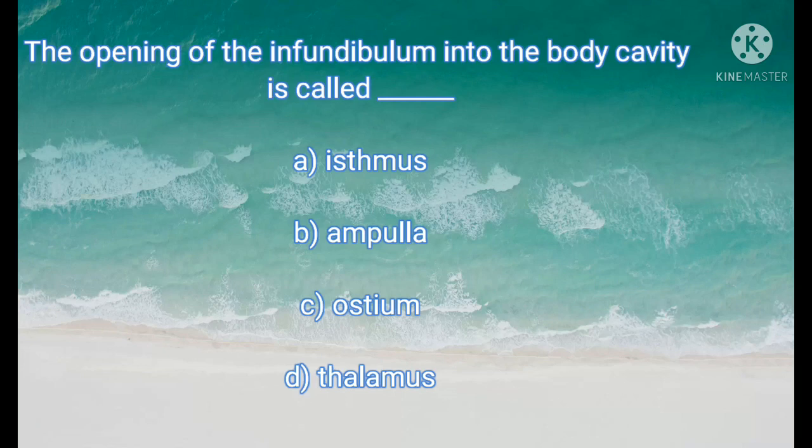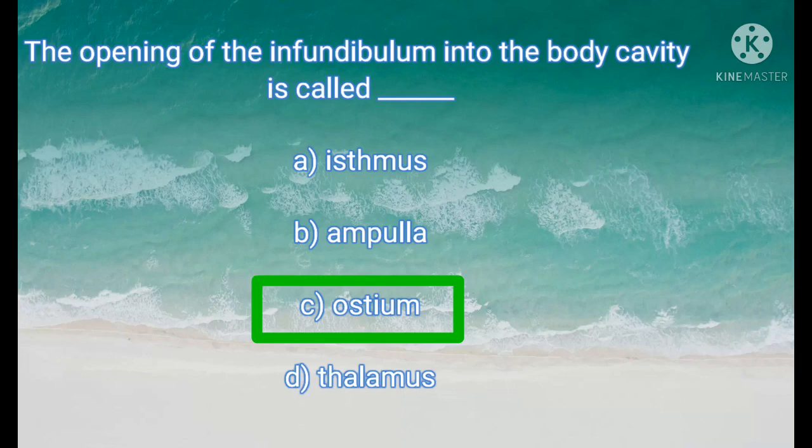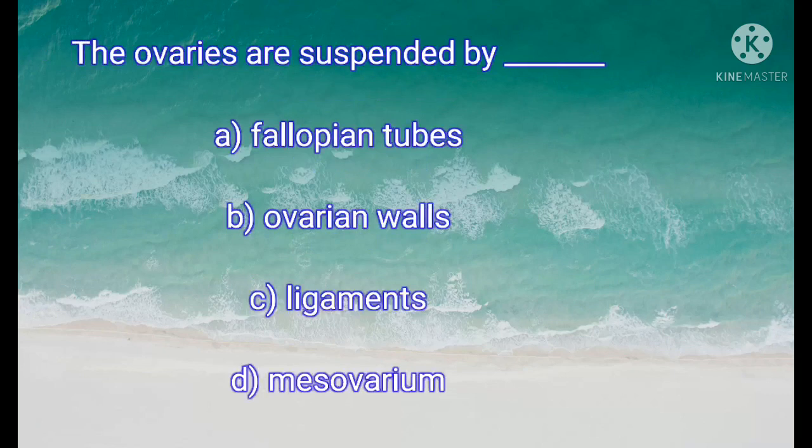Ampulla, this is the middle end, and isthmus, this is the third end. These are the distal end present near the uterus, or this opens into the fundus region of the uterus. Ampulla is the middle region where fertilization happens, but ostium is the opening which is present in the infundibulum. Thalamus is the part of a flower, but here the ostium is the right answer.